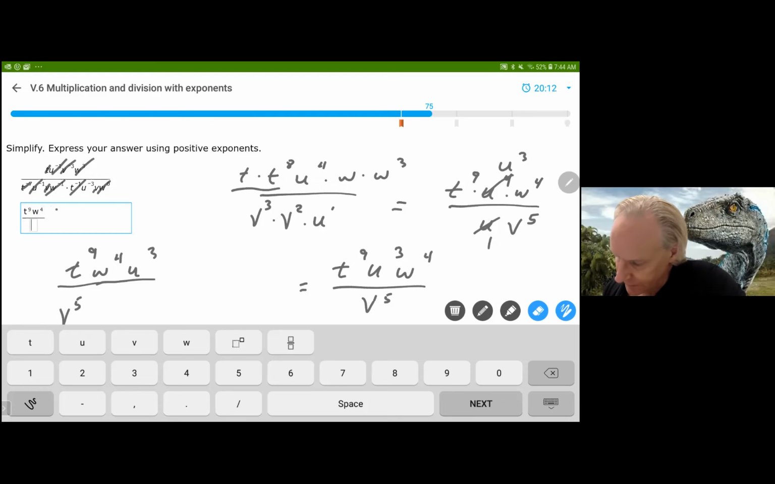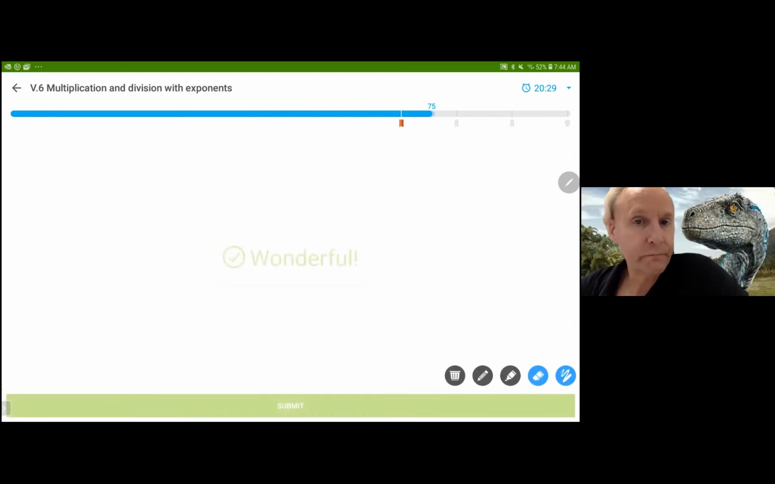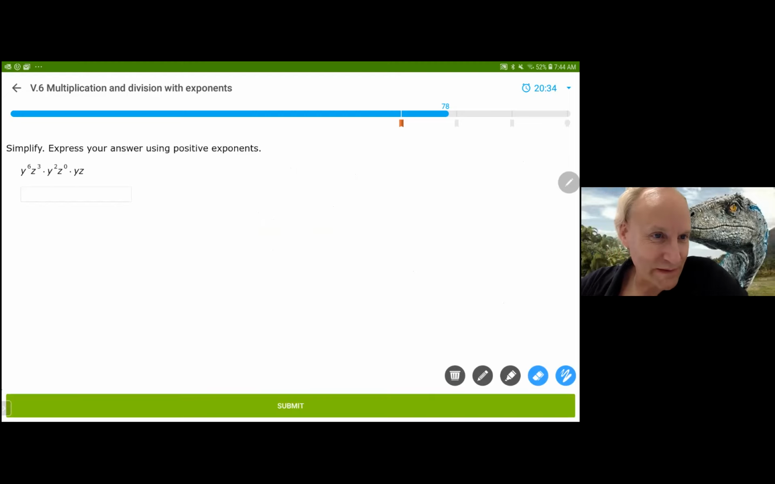Okay, I'm going to put it in the denominator right now. V raised to the 5th, and then see if I can get it back up here. There it is. U raised to the 3rd, and I'm going to double check my work. Looks good. The only hard part is putting it in, I think. I'm going to do maybe one more. I've spent way too long on this already.